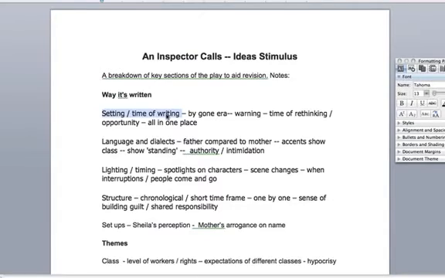So you want to think about all those contrasts in the setting and the time. If you mention a couple of points about that, you're going to be onto a good thing.